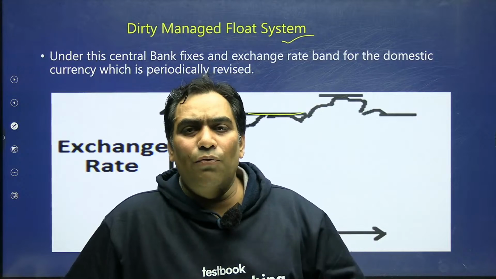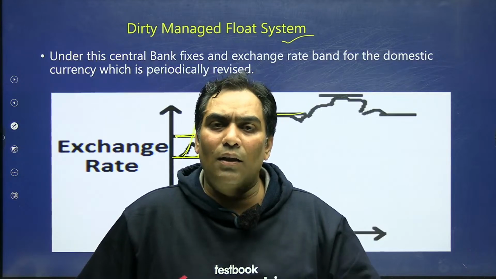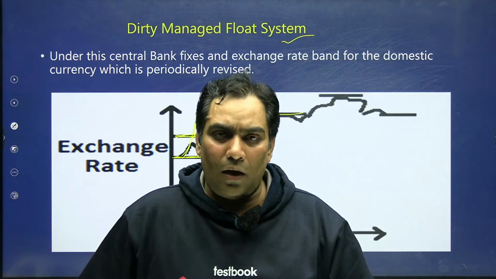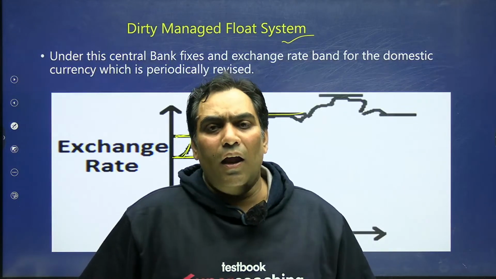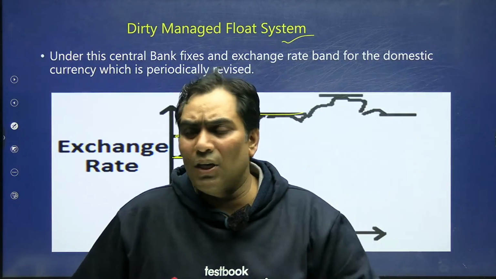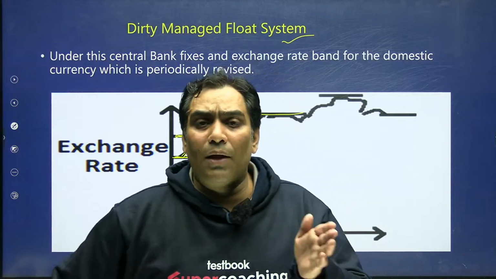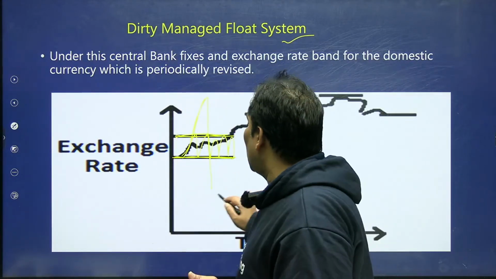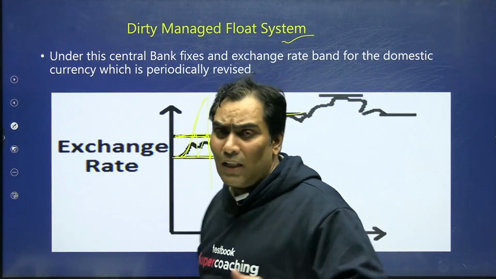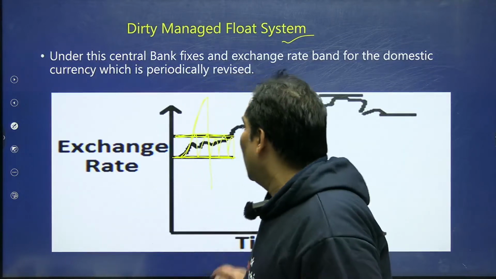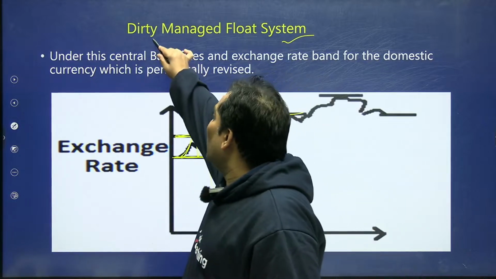So the dirty float exchange rate system means under that system, the RBI fixes the lower band and upper band of the exchange rate. If the value of rupee appreciates or depreciates or lies in between the band, then RBI will not intervene. If the exchange rate is going to violate these limits, either going down or going up, then RBI will intervene, not directly, indirectly. That is known as dirty float.